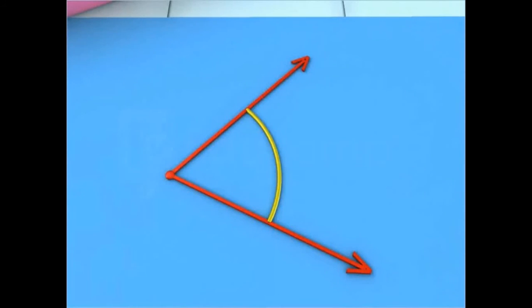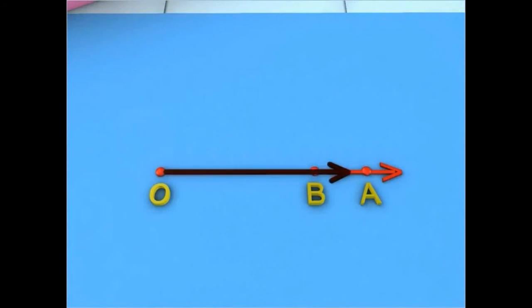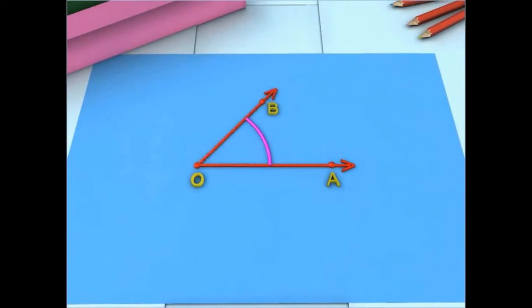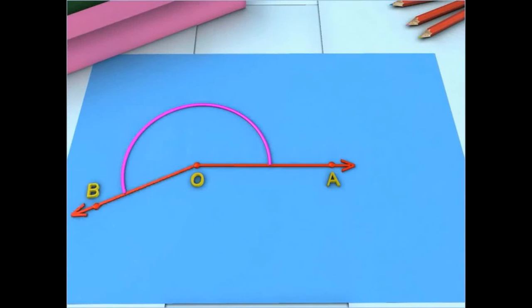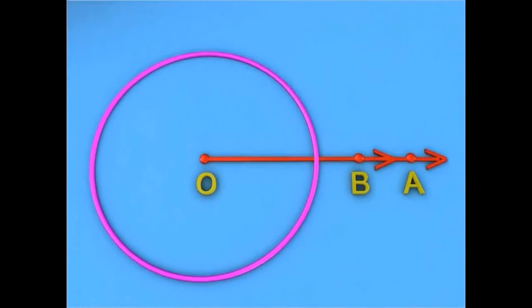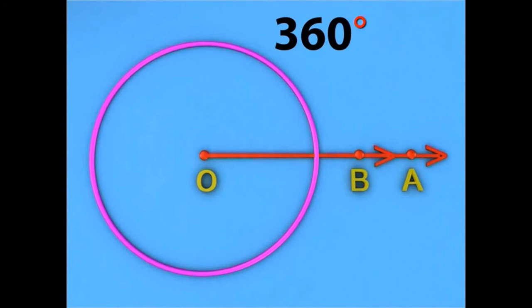One common unit to measure an angle is degree. Degree is denoted by a small circle in superscript. When the terminal side of an angle does not rotate and coincide with the fixed side, the angle measures 0 degree. When the terminal side of an angle rotates a full circle about the vertex to coincide with the fixed side, the angle measures 360 degrees.